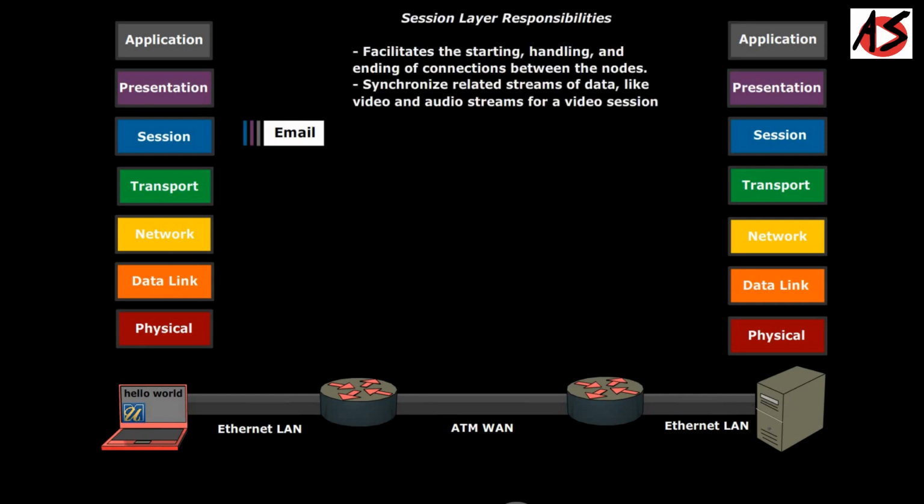Now this data goes to the next layer called session. The session layer is responsible for starting, maintaining and ending connections between the sender and receiver during the data transfer. The session layer also synchronizes related streams of data like video and audio streams during a video session. All this information gets added in the header.